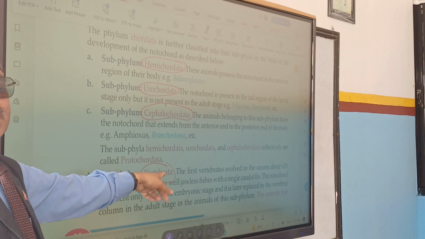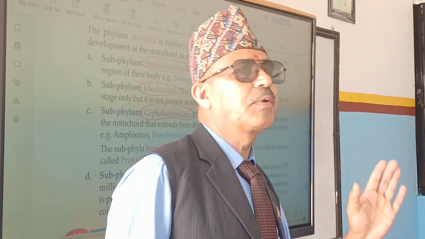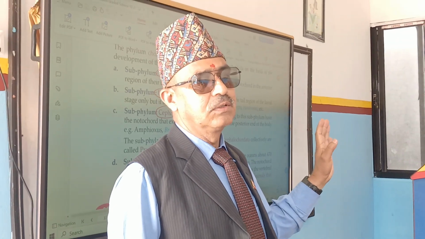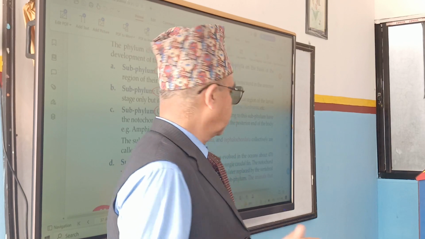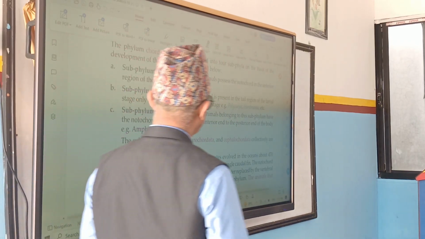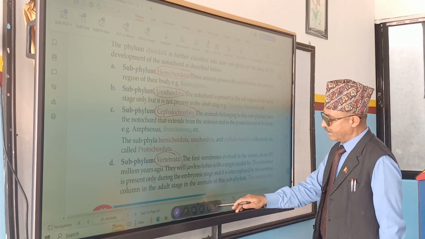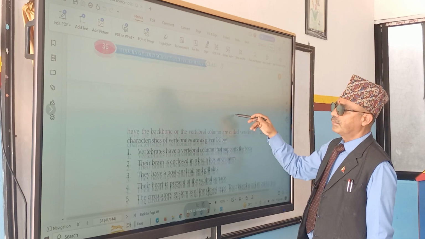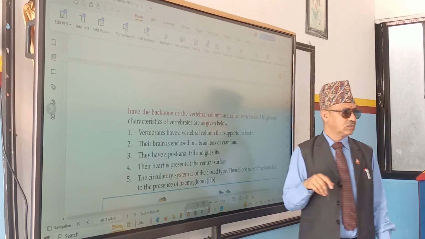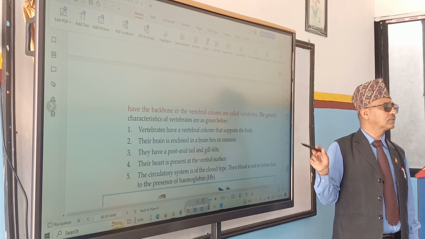Hemichordata, Urochordata, Cephalochordata, Vertebrata. But our interest of study is vertebrata only. Others no need to discuss. Okay, that is given for outer knowledge only. So vertebrata contains altogether how many classes? Five classes. Before that, let's discuss the characteristics of vertebrata.